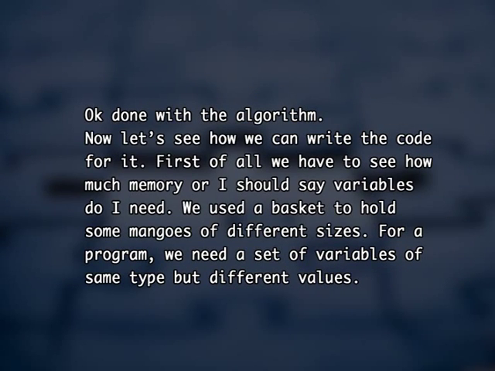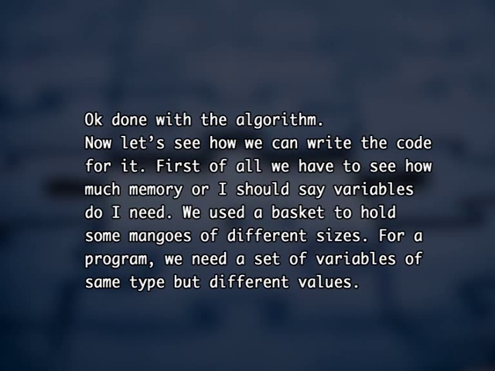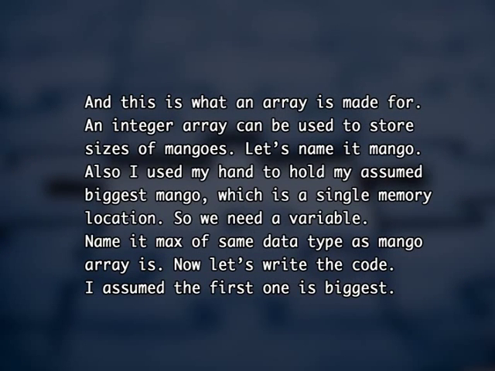Now let's see how we can write the code for this. First of all, we have to see how much memory, or I should say variables, do I need. We used a basket to hold some mangoes of different mass for a program. We need a set of variables of same type but different values. And this is what an array is made for. An integer array can be used to store the masses of mangoes.